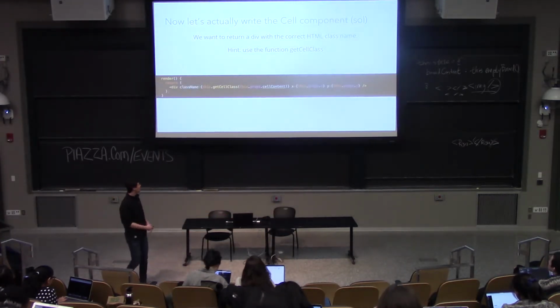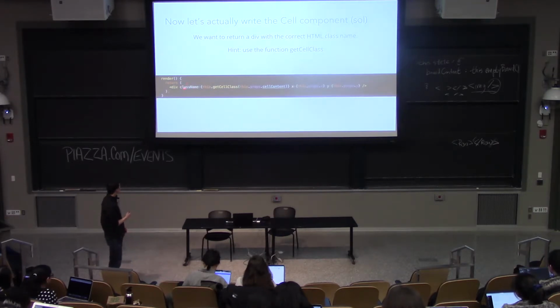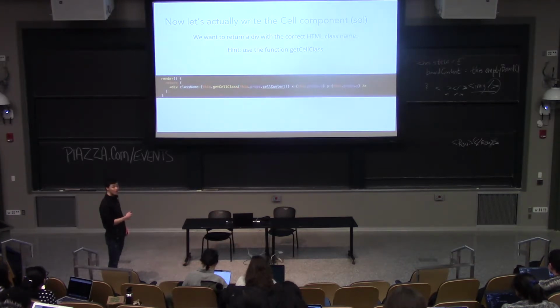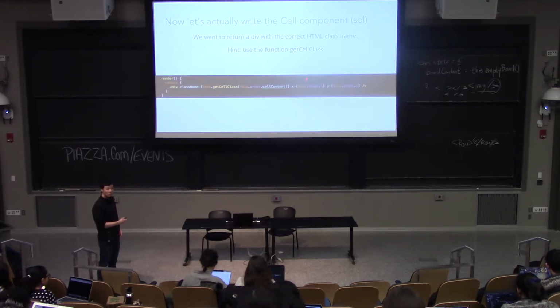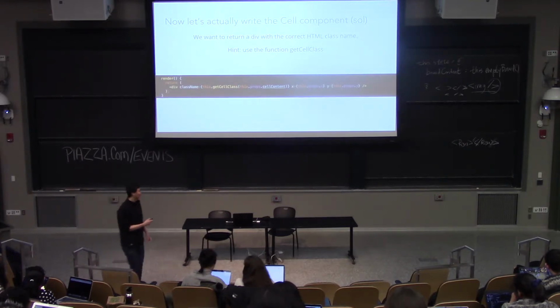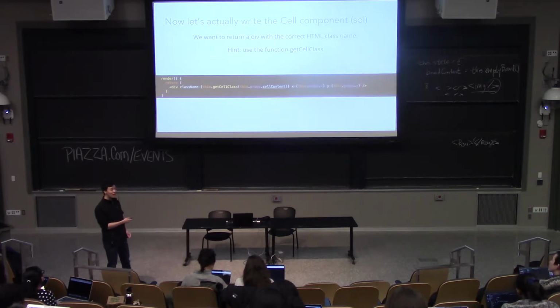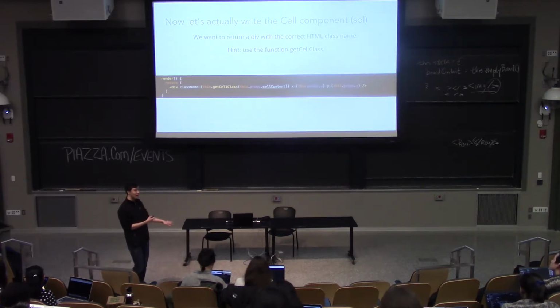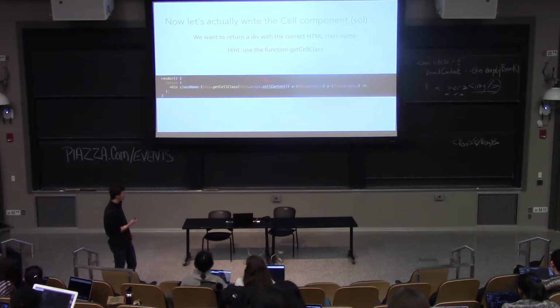So the issue looks something like this, right? The class name equals this dot get cell class, and what we pass in is the cell content. Remember, what is this cell content? What is it represented as? Yeah, it's a number, right? So this dot get cell class will return a different string that represents a class based on the number.